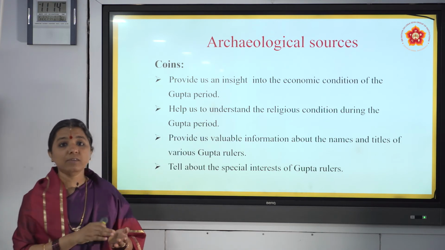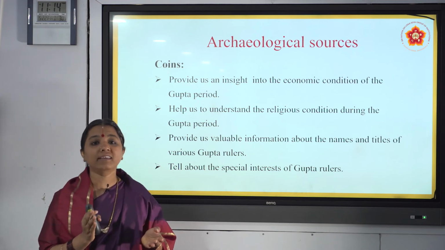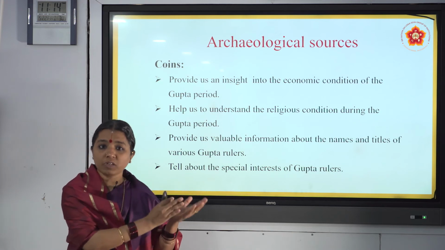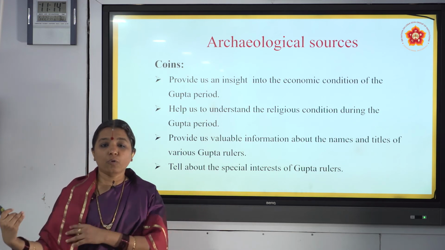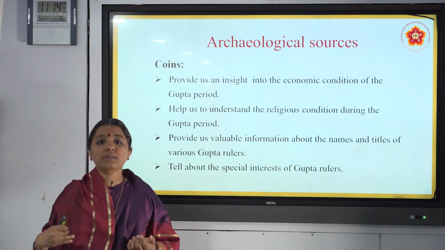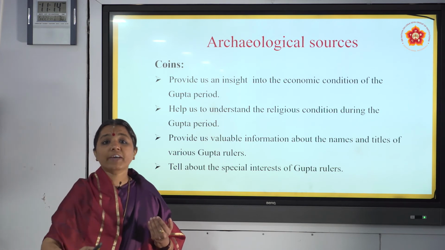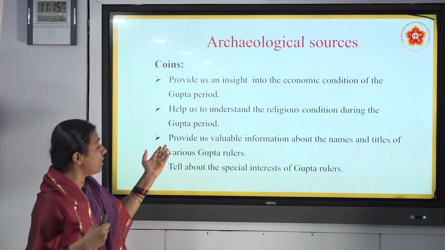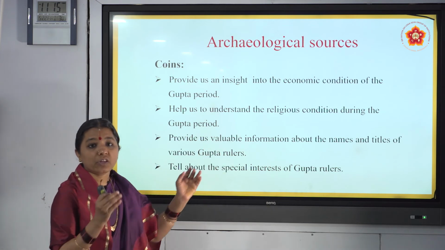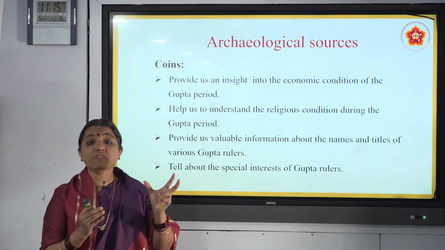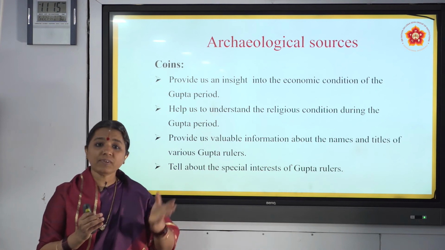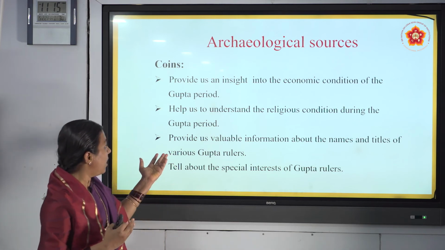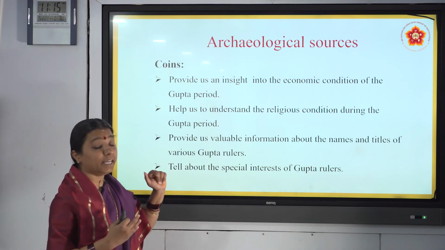We discussed the 6 different types of gold coins issued by Samudragupta and Chandragupta, and the gold coins issued by the early Gupta rulers are far superior to the gold coins issued by the later Gupta rulers. It tells about the degradation of economic condition during the later Gupta period, and also it helps us understand the religious condition. Samudragupta's coin as well as Chandragupta's coin bear the image of Lakshmi. It shows they are staunch Vaishnavites, and they provide us with valuable information about the names and titles.